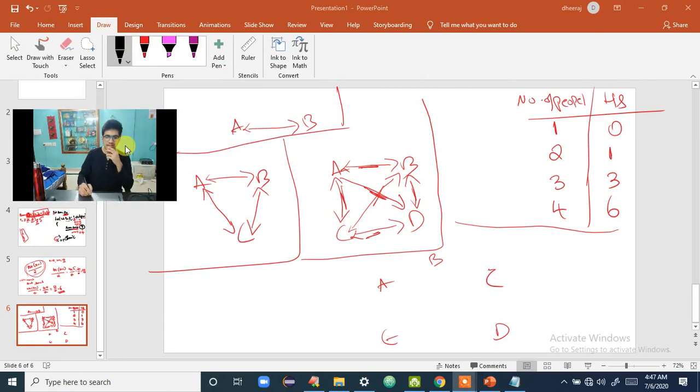Now let's see. Did A give handshake to B? Yes. Did A give handshake to C? Yes. Is A giving handshake to D? Yes. Is A giving handshake to E? Yes. This is done. So from A, all the handshakes are done.